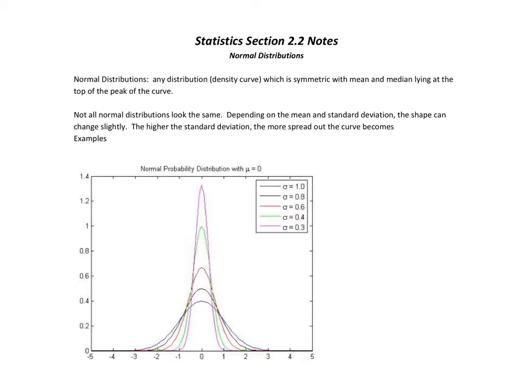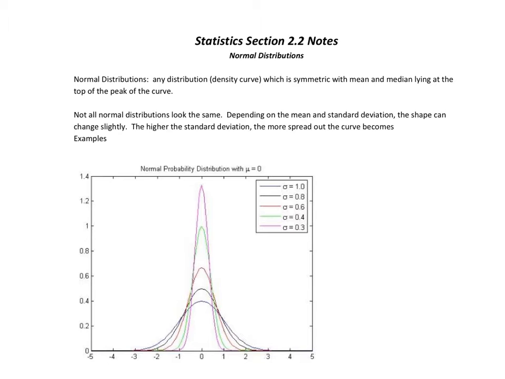So in section 2, we're going to take a look at normal distribution. A normal distribution is any distribution which is symmetric with the mean and median lying at the top of the peak of the curve. This is your typical bell curve, your normal distribution. So there's an even distribution of data above and below your mean and median.